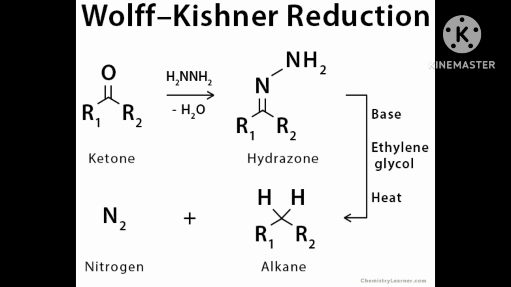Then the N-H bond in that situation will break and go as H minus, and those 2 H minus will come to the carbon 2 plus and make CH2, which means it will form a hydrocarbon. CO is converted to CH2, and the other product is N2, nitrogen gas. This is called Wolff-Kishner reduction.